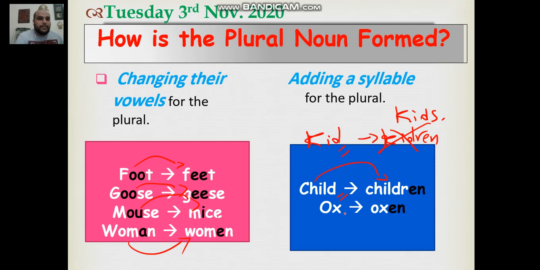That's it. There is no rule. There is no pattern to follow. Ox is going to be oxen, and ox is the male of the cow.